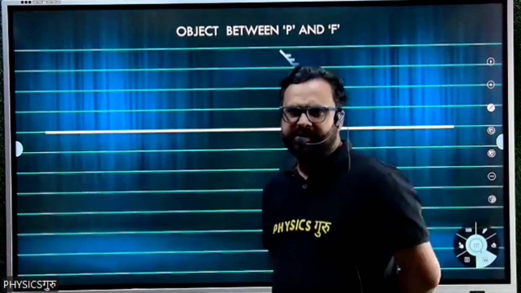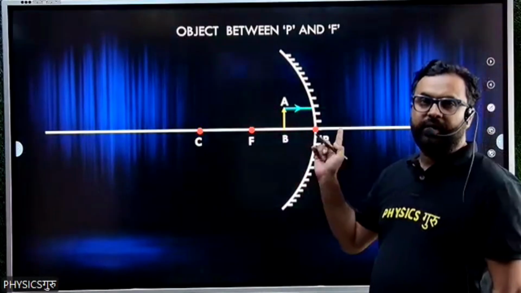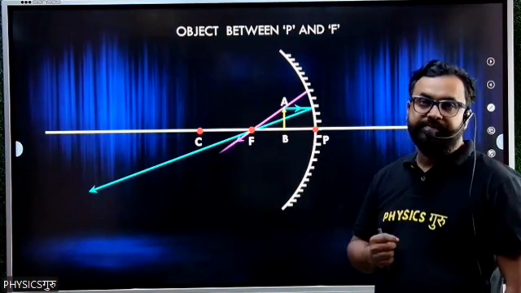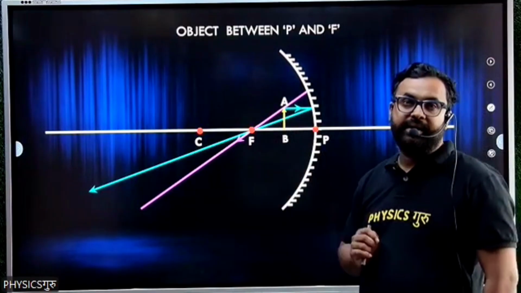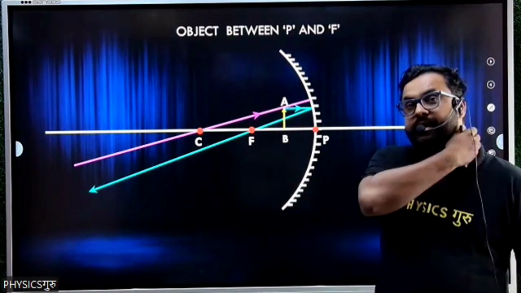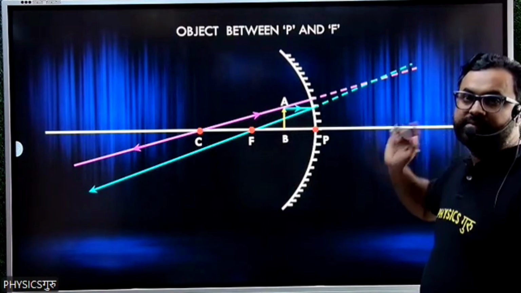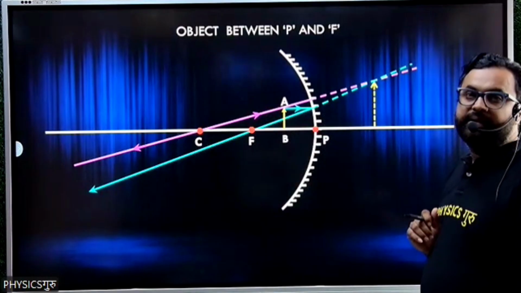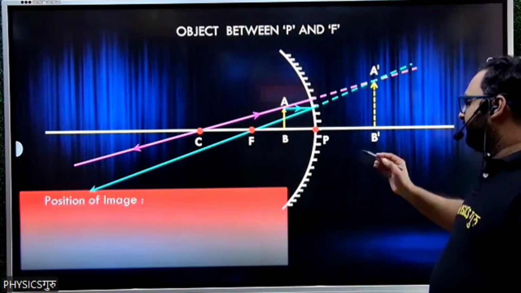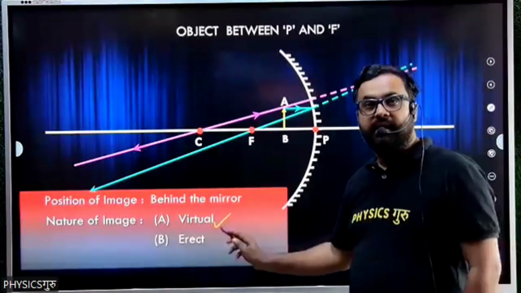Between pole and focus. This is an important one, right? Step number 1, draw a light ray parallel to the principal axis. It will pass through focus. Step number 2, from focus. This is focus, this is center of curvature. Now see, you need to extend the light ray beyond the mirror. So we have image formation here. Now the image is virtual, erect, behind the mirror. Nature: virtual, erect, and magnified.